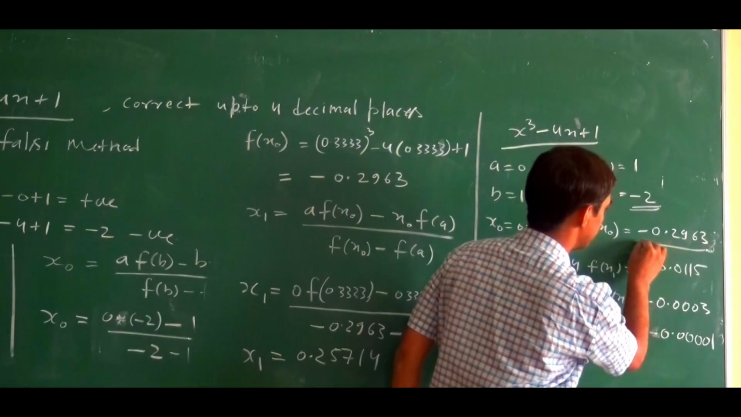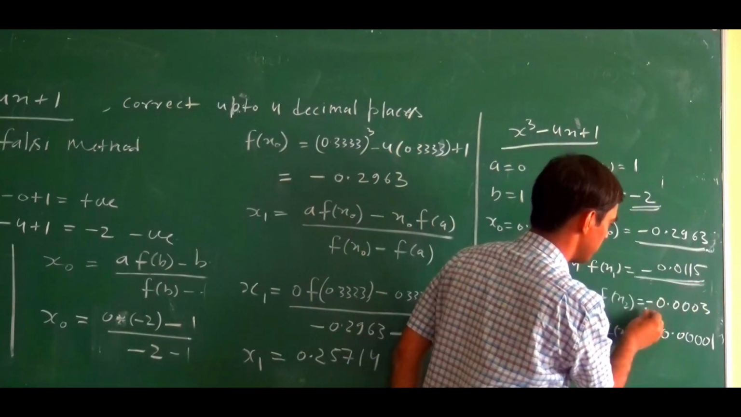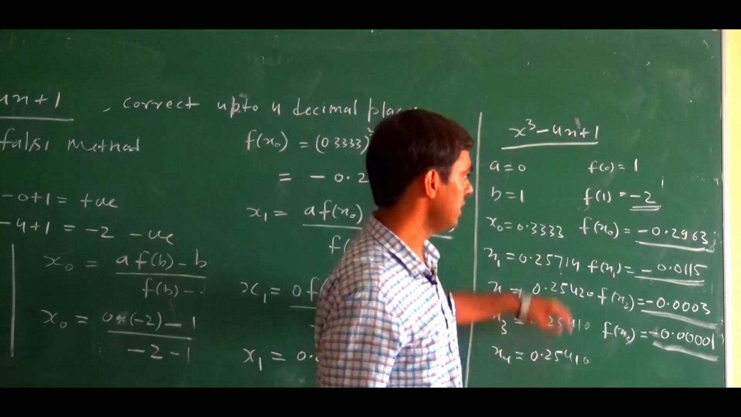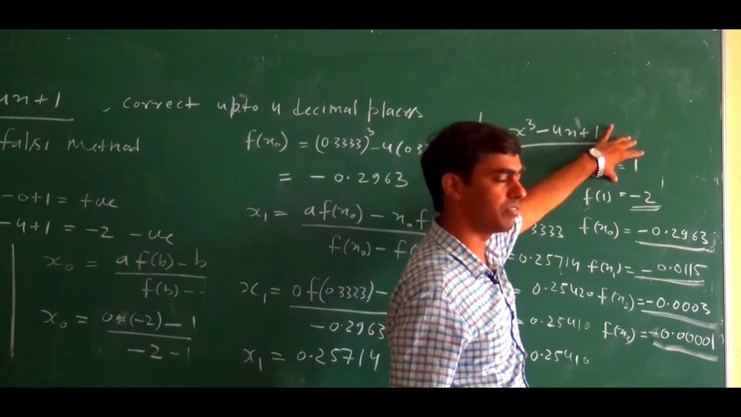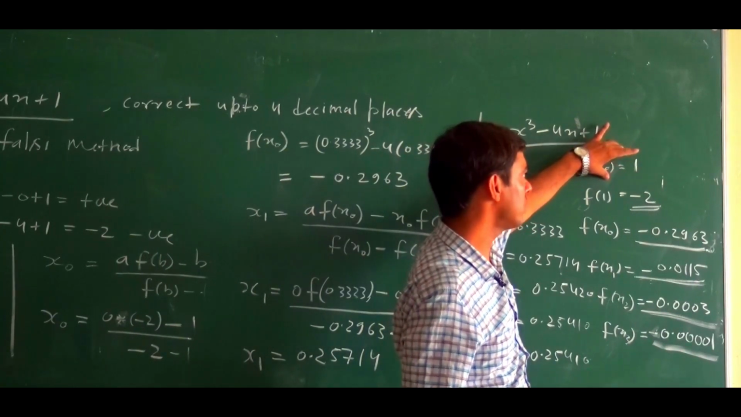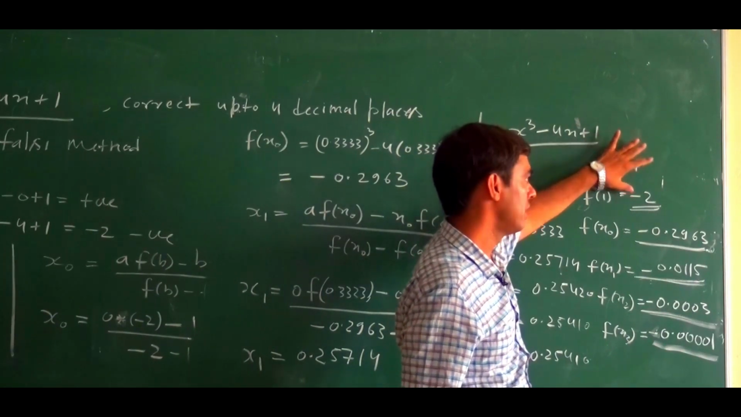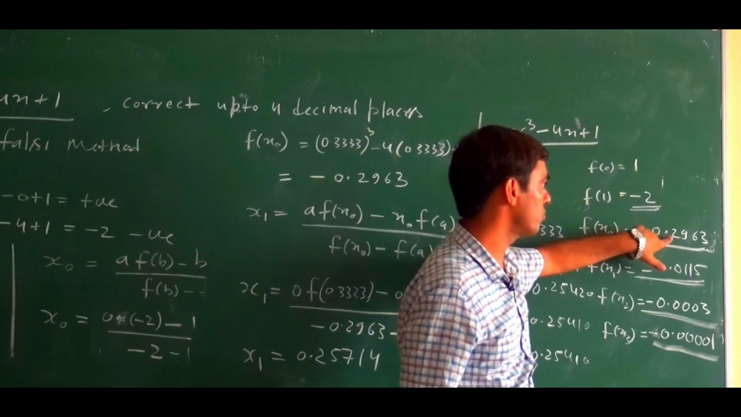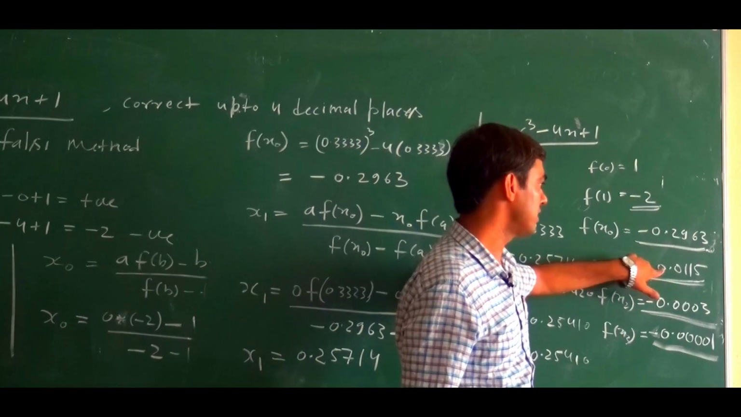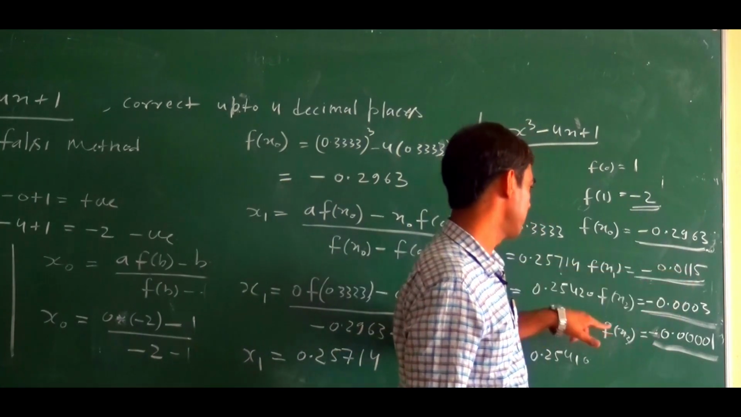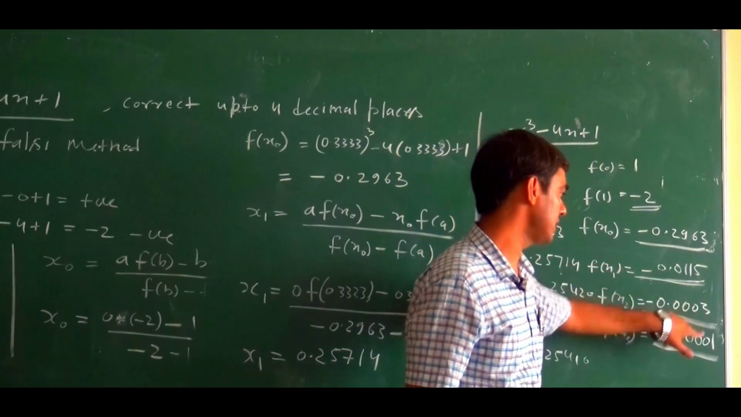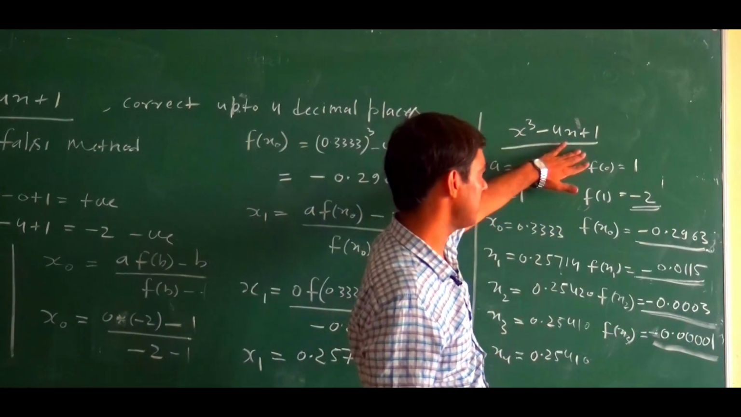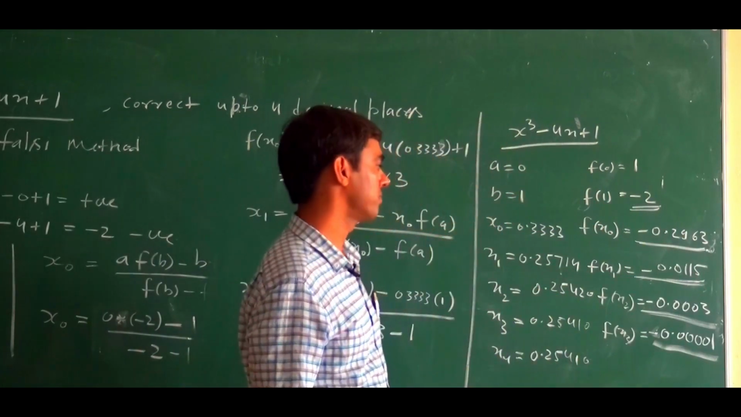this one is also negative, this one is also negative, this one is also negative, and this one is also negative. Means here one end is fixed and that is positive. The negative end varies from minus 2 to minus 0.2963, minus 0.0115, minus 0.003, minus 0.401. Means the positive end is fixed and the negative end varies.